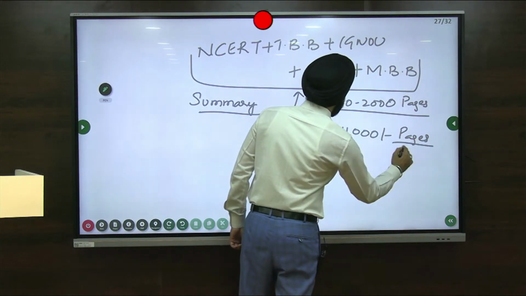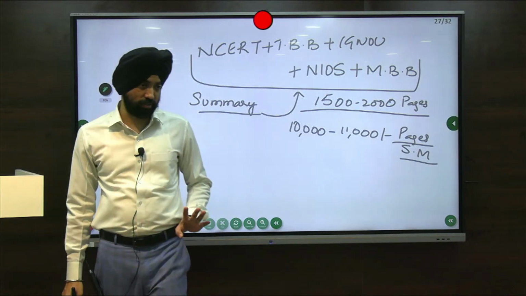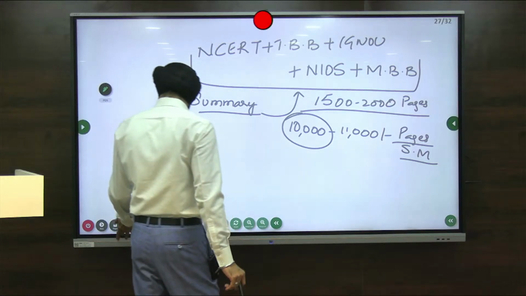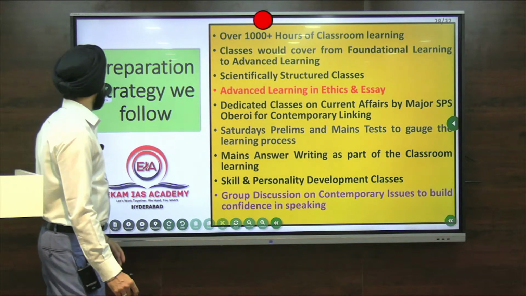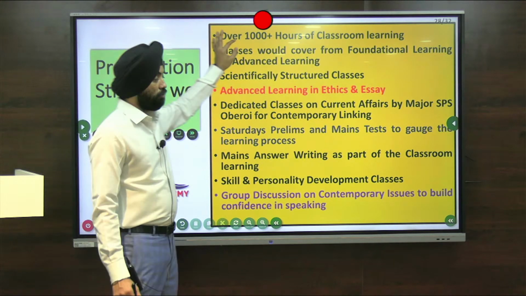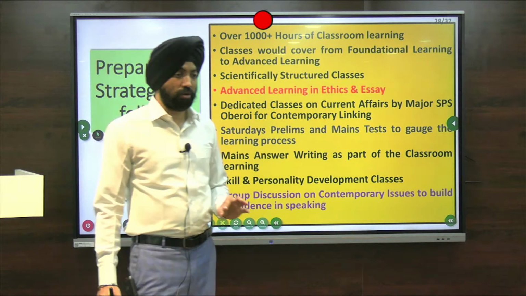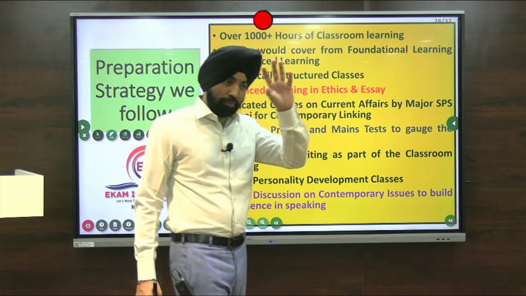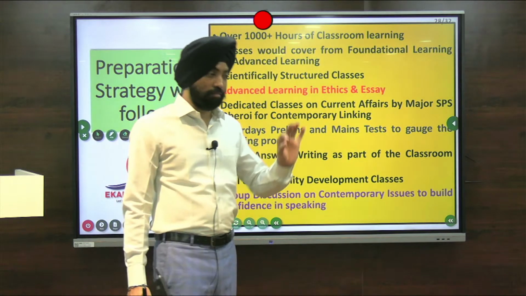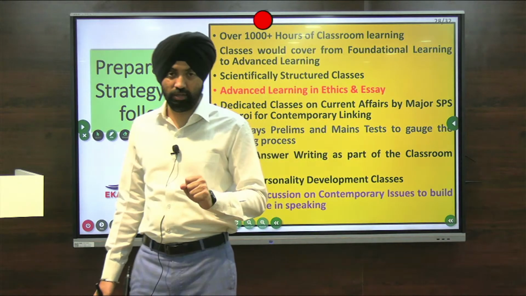This is over and above your current affairs. Current affairs is not included in this figure. It means this is the amount of study material support that you will get from the institute. The preparation strategy, we will take classes for more than 1,000 hours. Only the history, because history has got 6 pillars. Within the history there are 6 pillars: ancient, medieval, modern, art and culture, modern world history, and post-independent India. These are the 6 pillars of history.